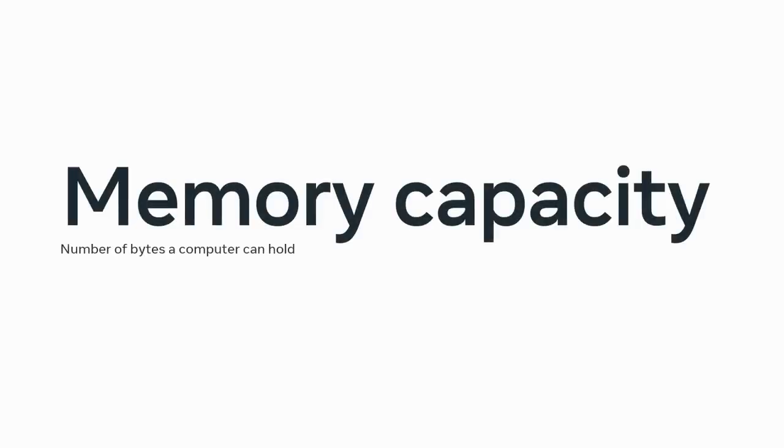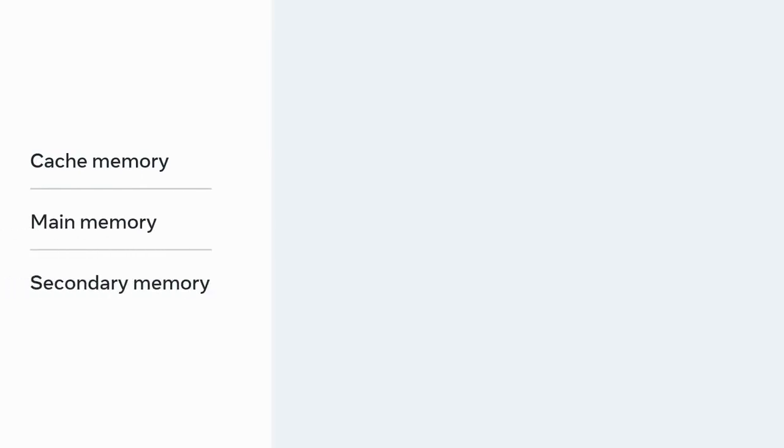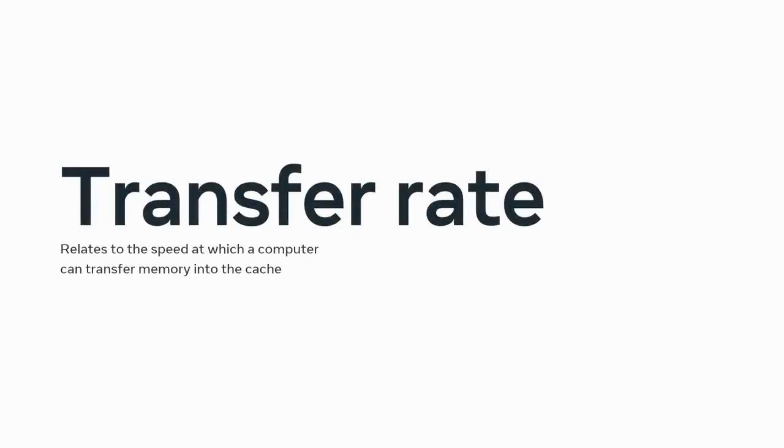Next, you explored memory. The first concept you learned about was memory capacity, which refers to the number of bytes that a computer can hold. You also learned about the different types of memory that need to be considered, namely cache memory, main memory, and secondary memory. You should know by now that to better understand the various layers of memory, it is important to pause and consider how a computer works. You learned about the transfer rate, or the speed at which a computer can transfer memory into the cache for processing.